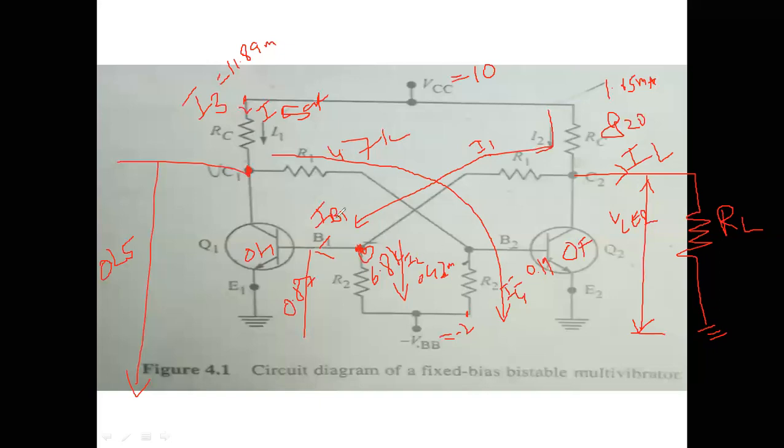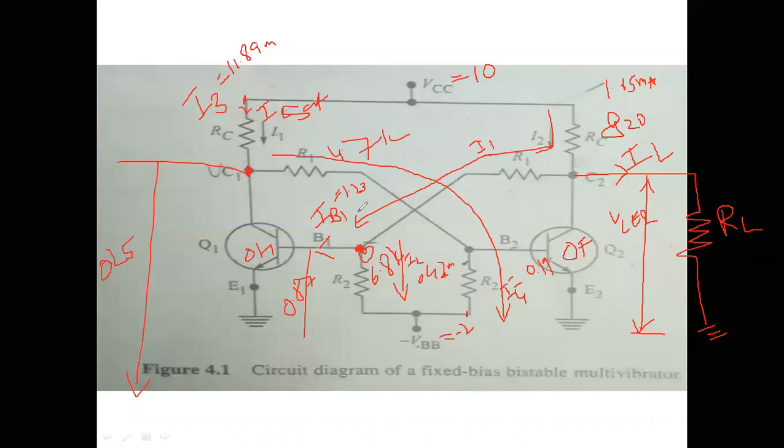Now you can find IB1. IB1 is I1 minus I2. If you take I1 minus I2, you get 1.23 milliamperes.